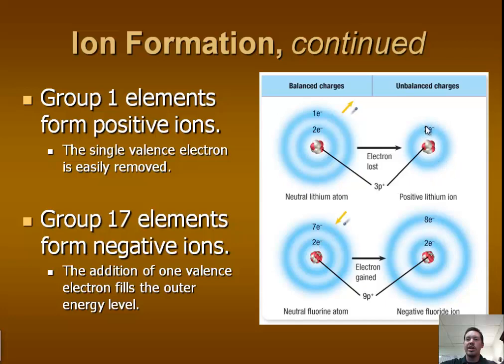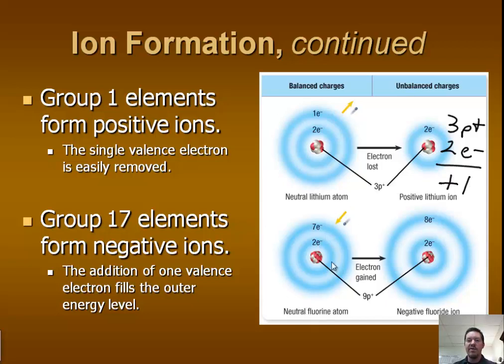We've got 2 electrons. We've got 3 positively charged protons. So we've got 3 protons at a positive charge, and 2 electrons at a negative charge. The difference between that is a positive 1 charge.